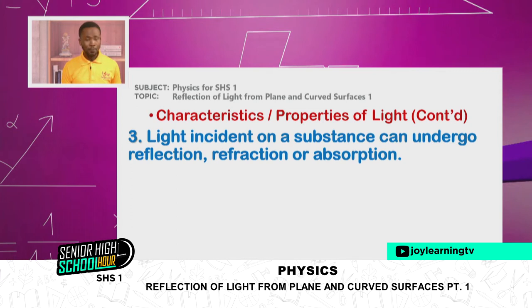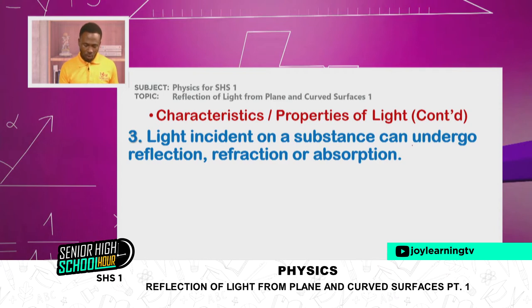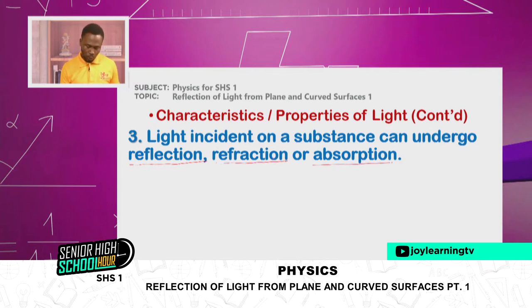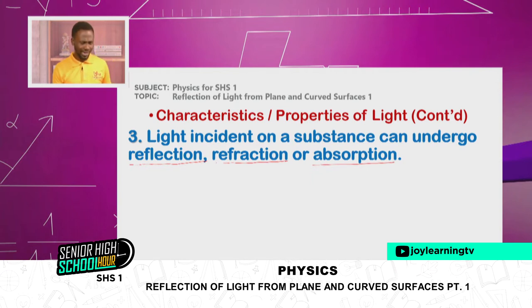We can say that when light is incident on a substance or on a surface, one, it can undergo reflection. That is interesting. So light can be reflected, or light can be refracted, or the light can be absorbed. So we are looking at reflection of light rays.